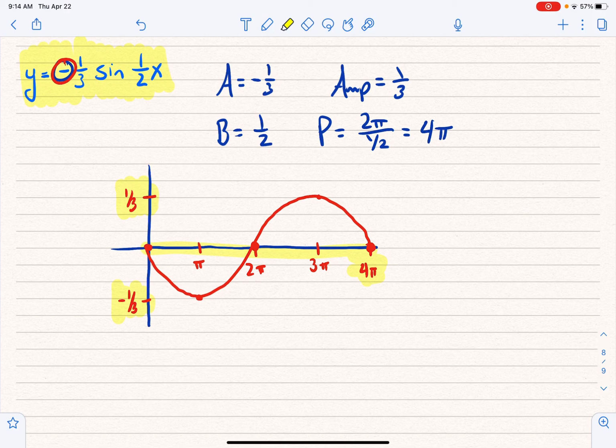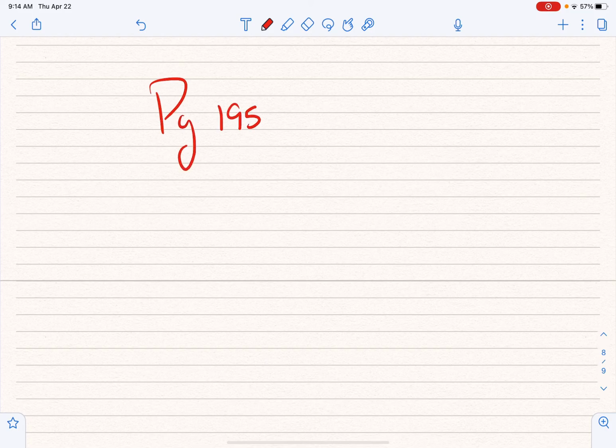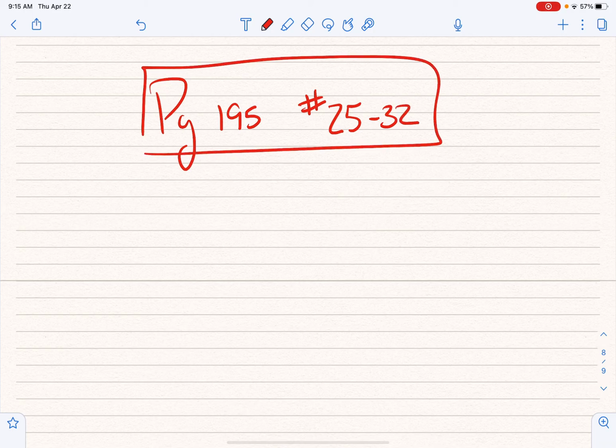What you are going to do now is work on page 195. On page 195, there are 8 graphs that you are going to do. Page 195. What I want you to try to do is draw your own graphs for numbers 25 through 32. You can do it. Good luck. If you need a little bit of help, the answers are in the back of the book for the odd problems.